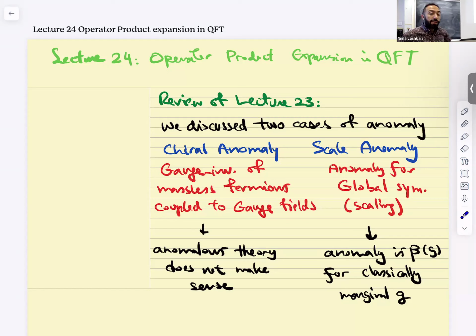And scale invariance we gave as an example of anomaly for a global symmetry. This is scaling symmetry. This is not an anomalous theory, it is anomalous scale invariance. Anomaly for scale invariance doesn't kill the theory. We interpreted this as beta functions for classically marginal couplings, right? So the theory is quantum mechanically fully healthy. An example of this would be an important theory, QCD, or Yang-Mills.